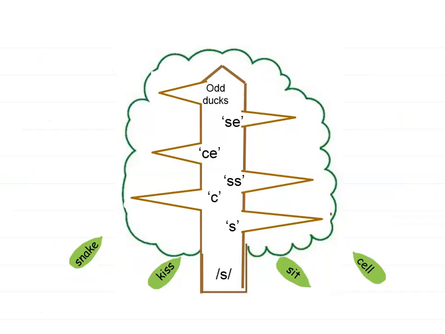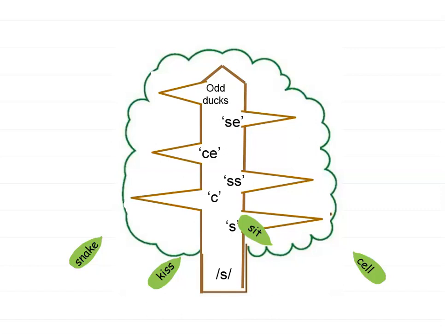Let's look at our spelling tree for S. We have 4 different spellings that we're going to be working with. We have S, C, SS, and CE. We'll learn about SE later. Let's look at these words at the bottom. My first word is sit, sit. Where does my word go on my tree?